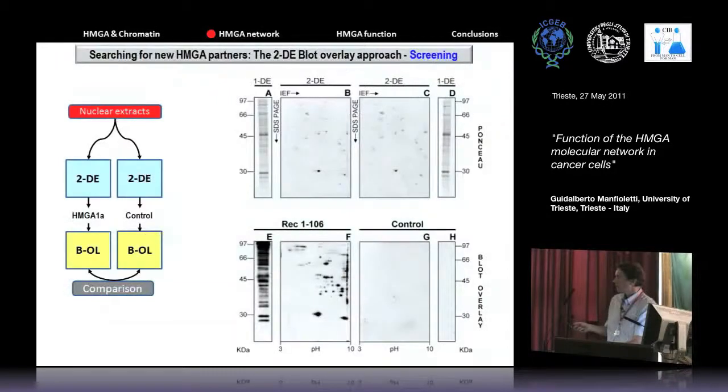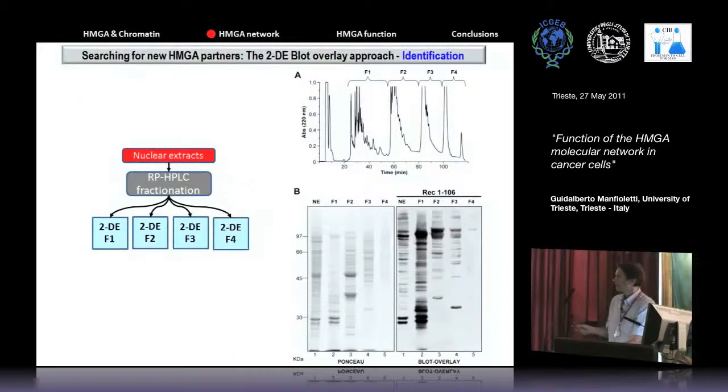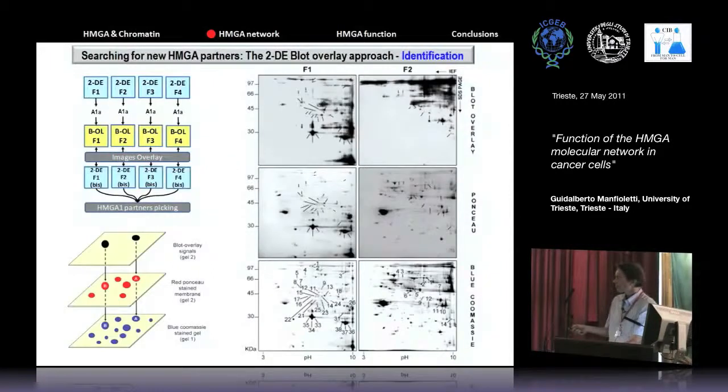We have followed this approach, and as you can see, we identify several potential interactors, but since the pattern was quite complex, we decided to prefractionate the nuclear extract using HPLC, and we separated it in 4 different fractions, and we have done blot overlay for each of them. Here you can see, for example, the first fraction and the second fraction.